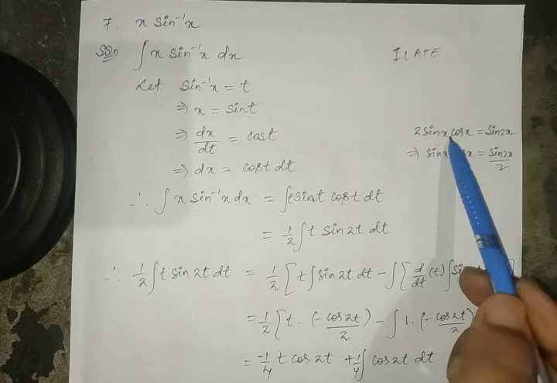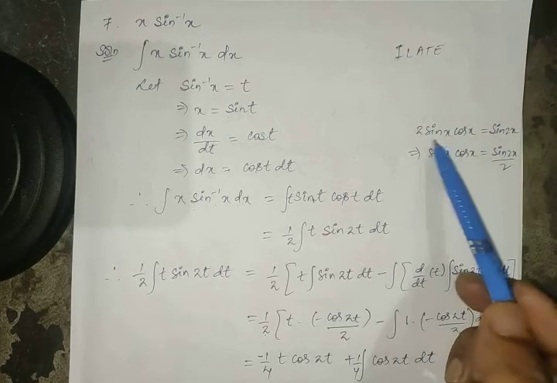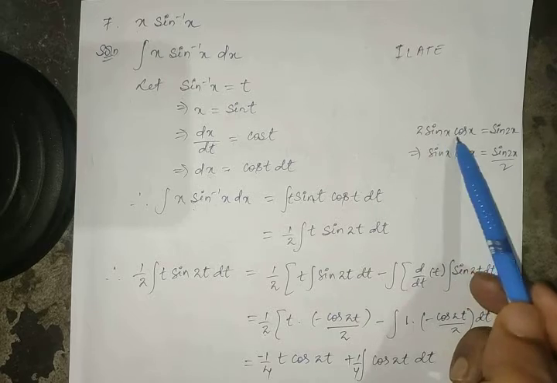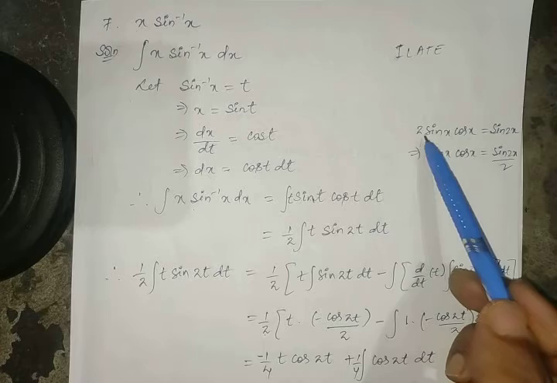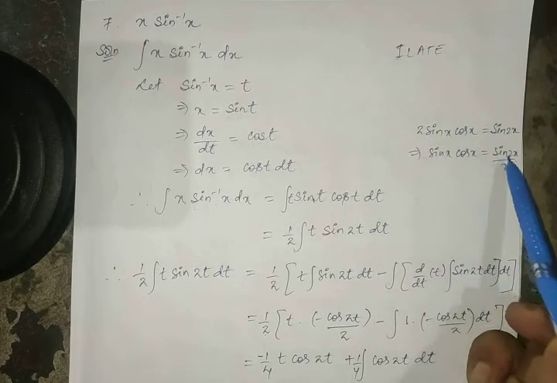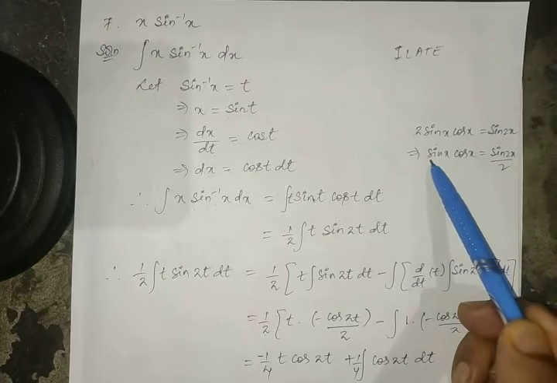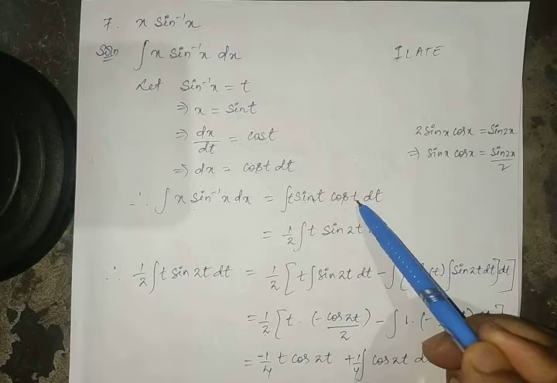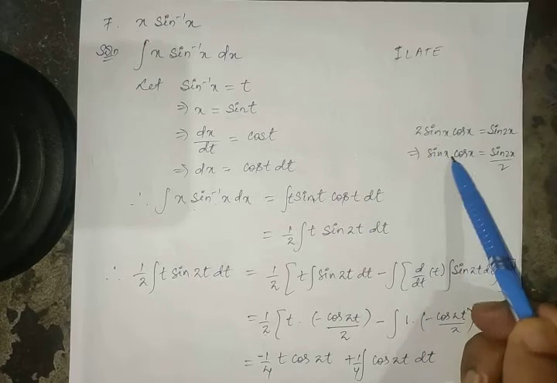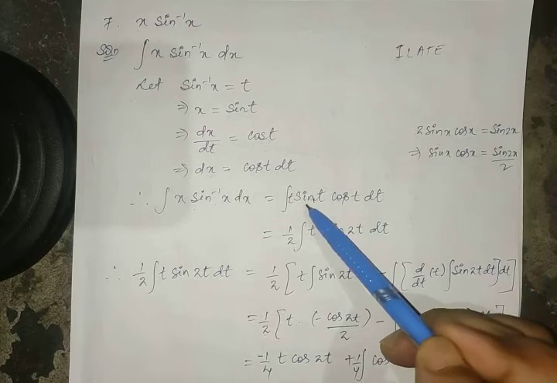Okay, cos t dt. So now we have a formula for this. We have 2 sin x cos x, what is the formula? Sin 2x. I've already given these formulas. So from here, see, here we have sin x cos x, or sin t cos t. So if you take the 2 to the right hand side, it will become sin x cos x equal to sin 2x by 2. So in place of sin x cos x we can write sin 2x by 2.